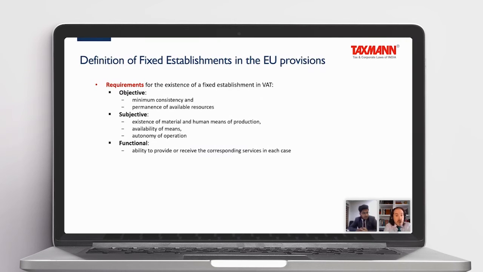Objective requirements ask for the existence of a minimum consistency and some permanence of the available resources. For the existence of a fixed establishment, there must exist a minimum consistency. Obviously, not anything can be a fixed establishment, and it is mandatory to have some permanence in the member state, in Spain, in Italy, in Germany, or in the United Kingdom, or whatever. The United Kingdom does not belong anymore to the European Union, but the concepts are still the same.